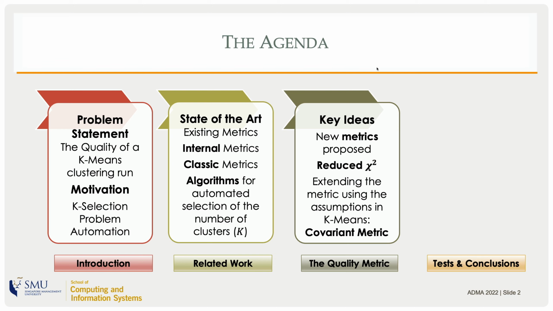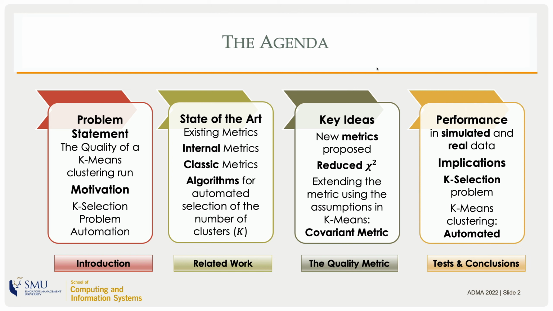After looking at the state of the art, we will move on to the key ideas, which we will do in two stages. First, a straightforward computation of the chi-square of the centroid locations, and then we will try to extend it to account for the implicit assumptions and requirements of k-means clustering. Finally, we will benchmark our metric against a host of other metrics and wind up this talk with the implications and possible future directions of this work.